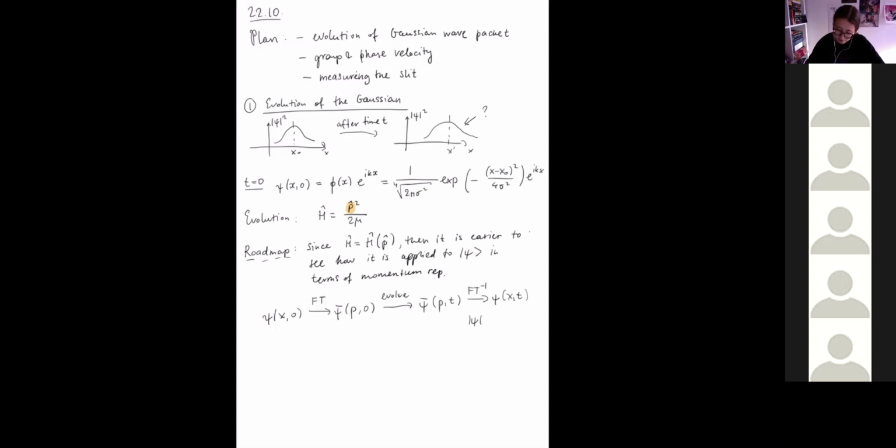And then we will look at psi of x,t modulus squared, and we'll see that, as I said, spoilers, it's a Gaussian. And finally, we will compute the expectation value of the position at time t, and also of the momentum.